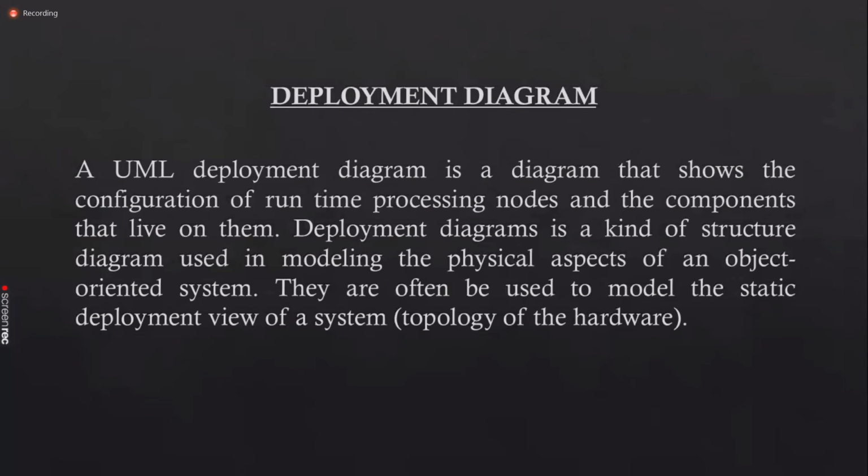A deployment diagram is basically used to visualize the physical hardware and software components of a system. By using a deployment diagram, one can understand how the system will be physically deployed on the hardware.